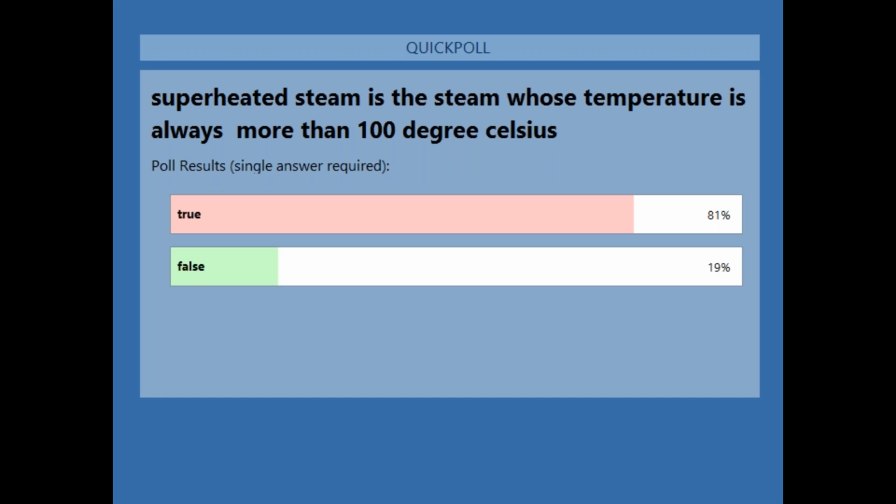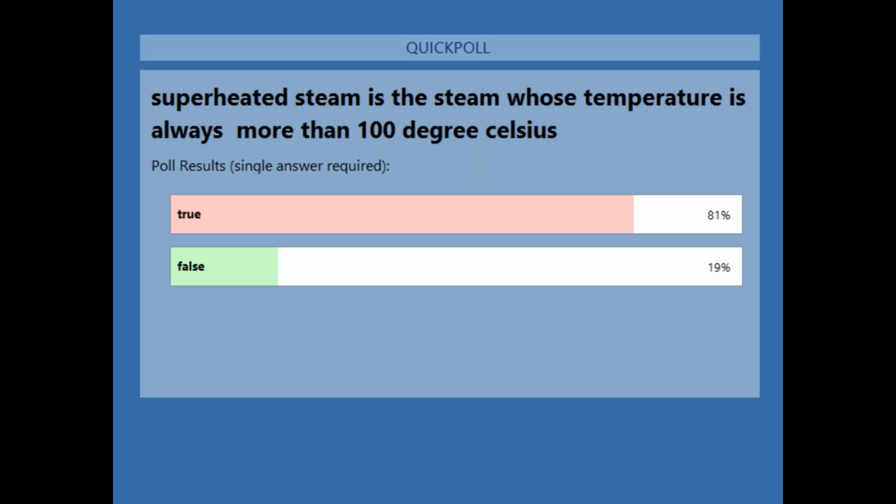So suppose the pressure is such that the water boils at 25 degrees centigrade and you continue heating that, then if it reaches 30 degrees centigrade, it means that the steam would be superheated, right? So even at 30 degrees centigrade, if the boiling point is 25 and the steam has reached 30 degrees centigrade, the steam can be called superheated steam.